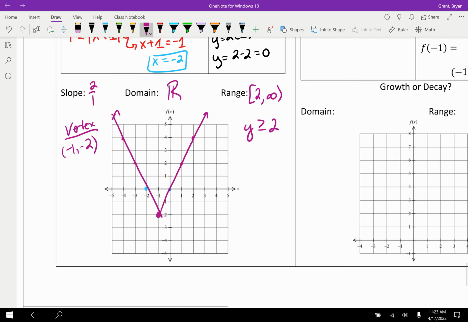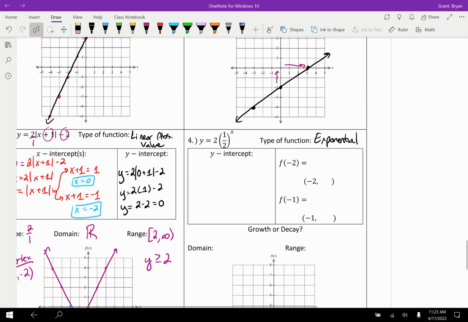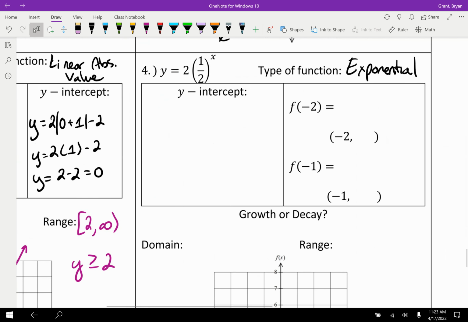All right, last but not least, our exponential, topic 6. Oof, the toughie. Well, a couple things to remember about exponential equations. They are either going to grow or decay, and we'll discuss how to find that in just a second. They also are not going to have an x-intercept.